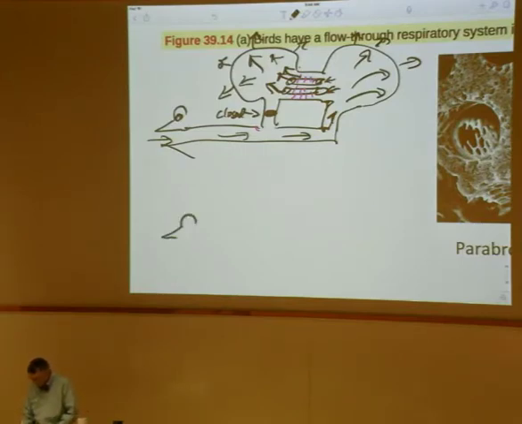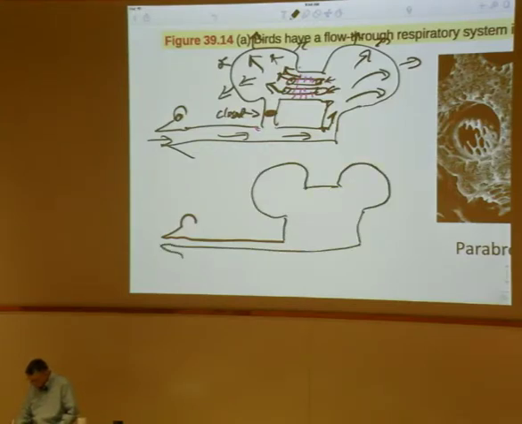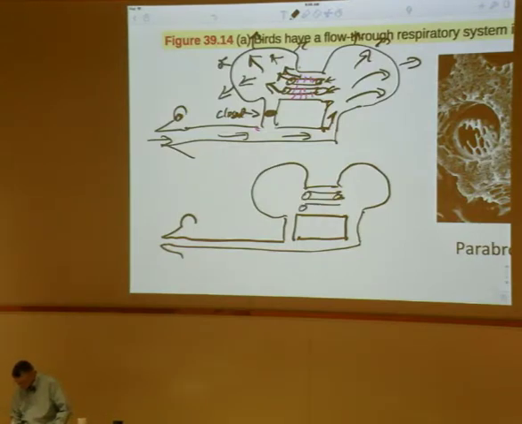Do it again for the exhale. Mickey Mouse ears. I can't tell you how many more people get this diagram correct when I just use the phrase Mickey Mouse ears. I don't know what this thing is in the middle. A hat? Okay. Again, the parabronchi.